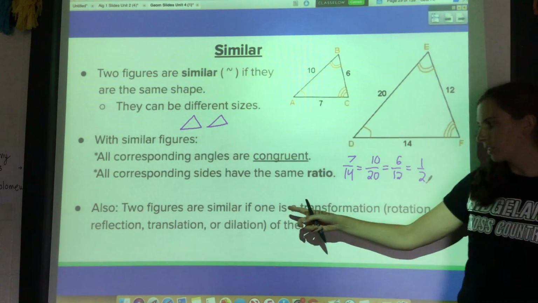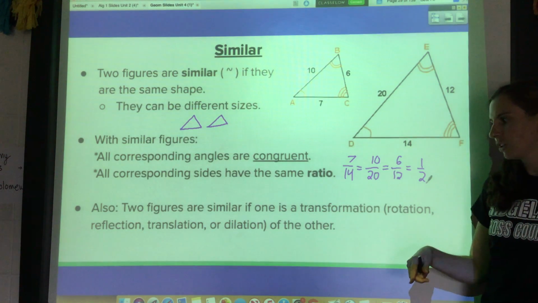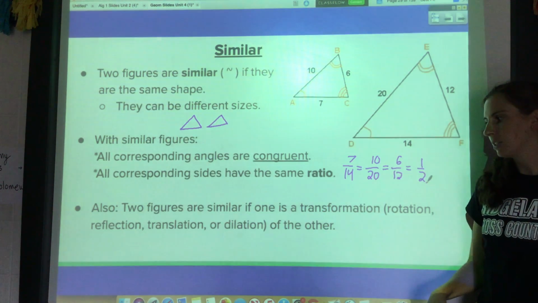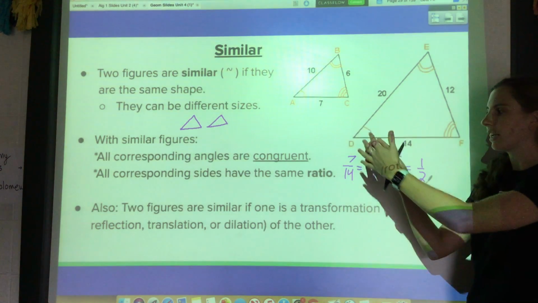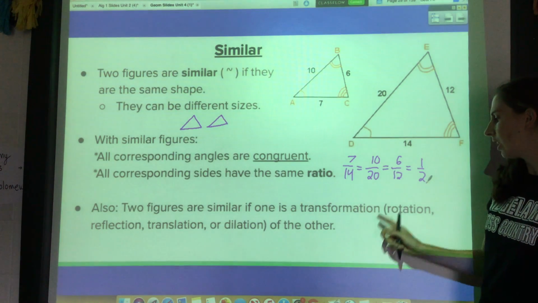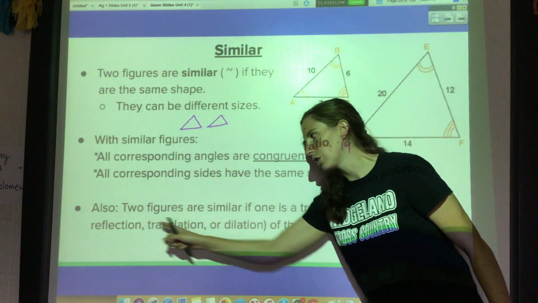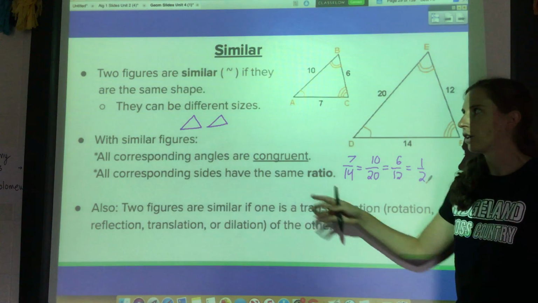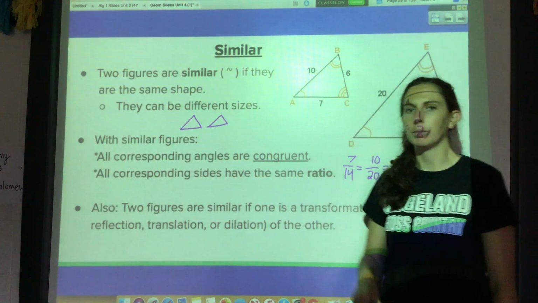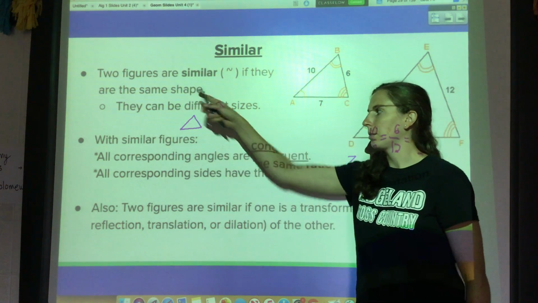So two figures are similar if one is a transformation of the other. Typically it's a dilation, a stretch or a shrink, although it could also be a rotation, reflection, or translation. In that case it would be congruent, but again, congruent figures are still similar because they are still the same shape.